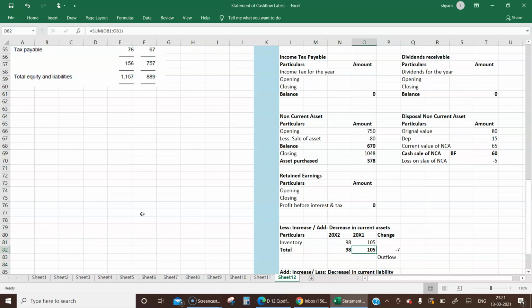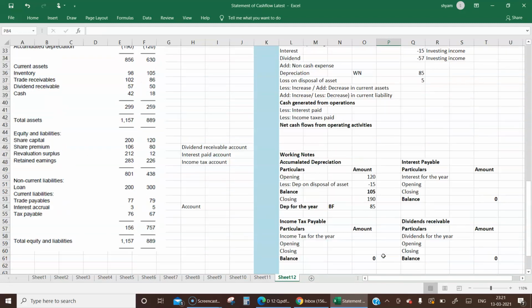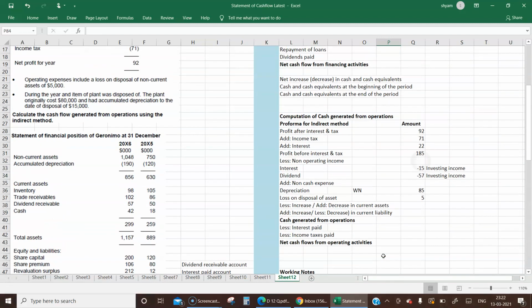So if you see here, last year it was 105. This year they have sold inventory. They have reduced their inventory. So this would have resulted in cash inflow. So you can go to the operating cash flow calculation. So 7 is a cash inflow.